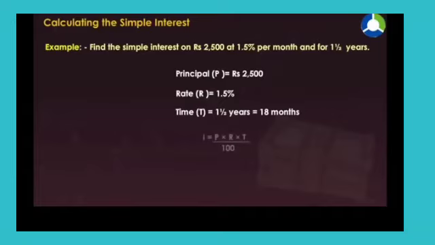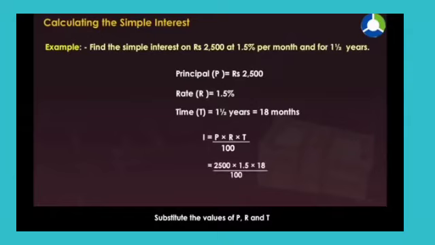Using the formula I equals P multiplied by R multiplied by T upon 100. Substitute the values of P, R and T. You get 2,500 multiplied by 1.5 multiplied by 18 upon 100. Simplifying, we get rupees 675. Therefore, simple interest equals rupees 675.